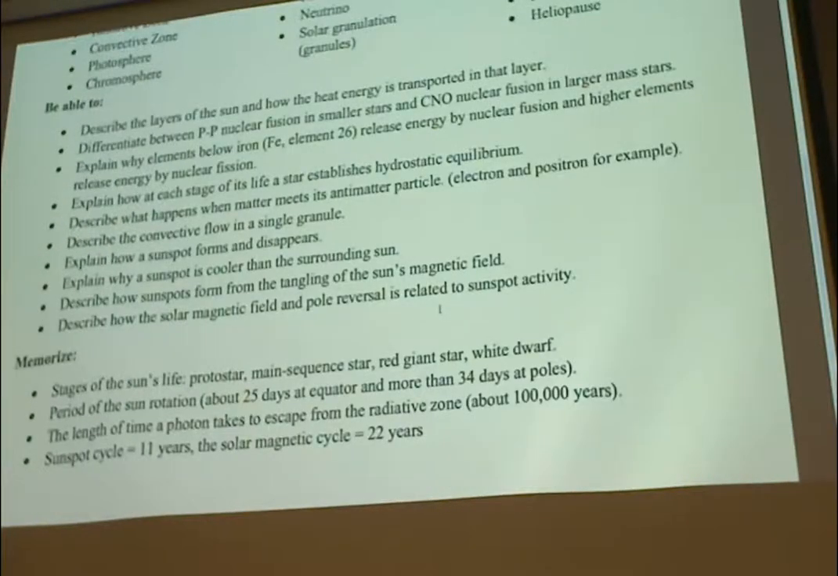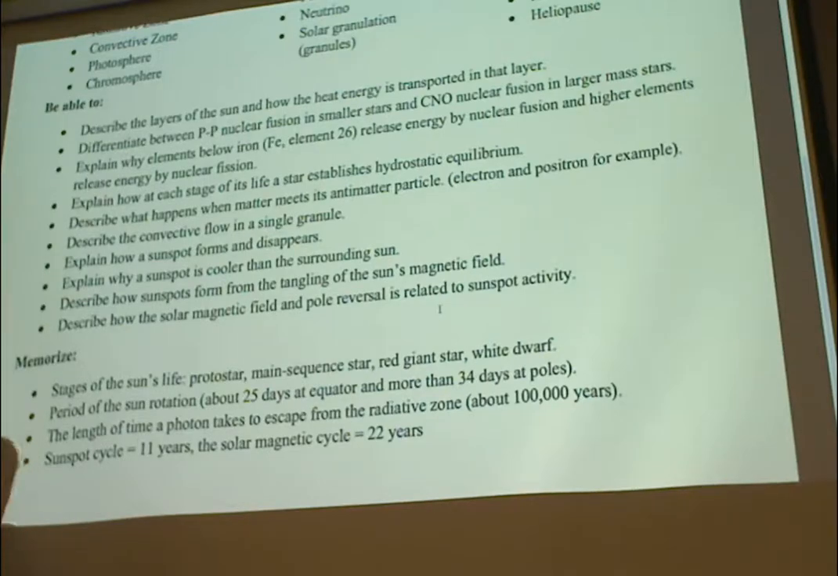Okay, be able to describe the layers of the sun and the heat energy and how the heat energy is transported in each layer. The names kind of tell you the right answer. In the core, you're producing the heat energy, and then it's trying to get out. How does it get out? Well, the first stage is the radiative zone. We have radiation attempting to get out, and it's getting reabsorbed and re-emitted. It doesn't get out very easily.